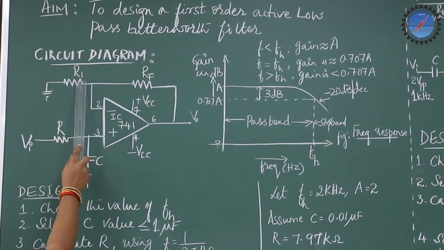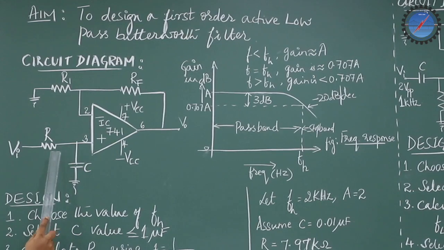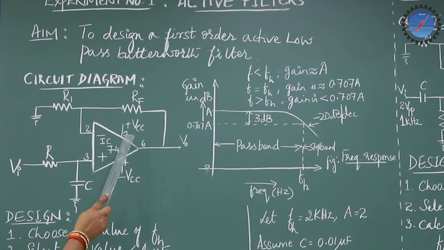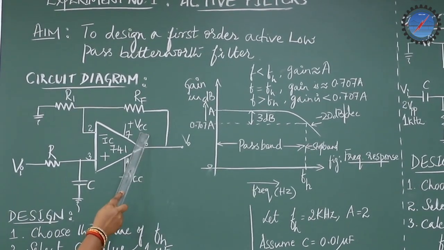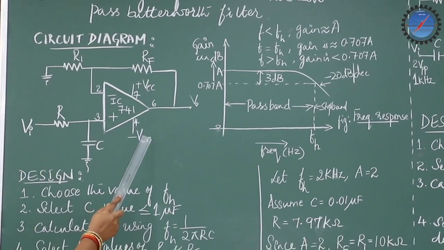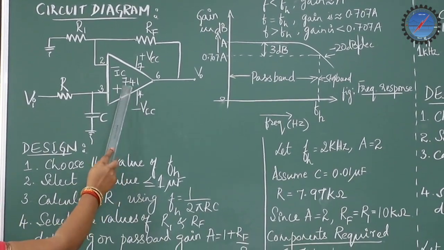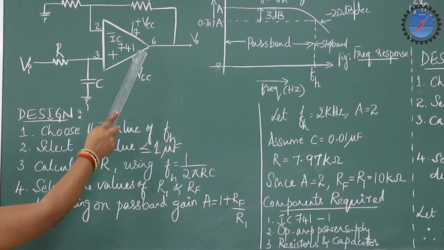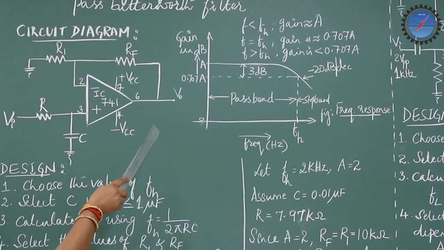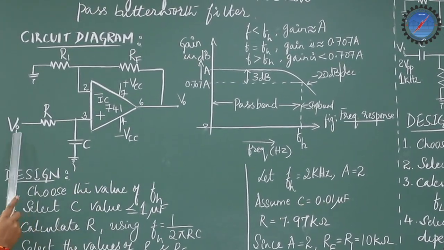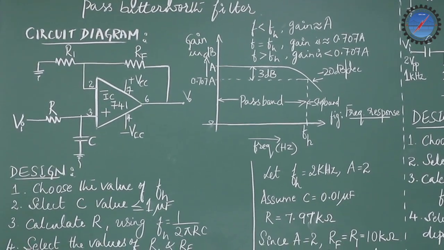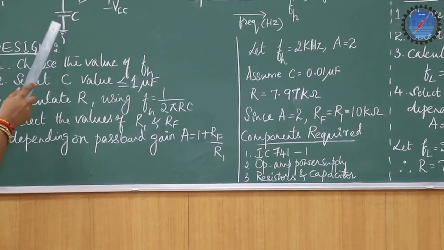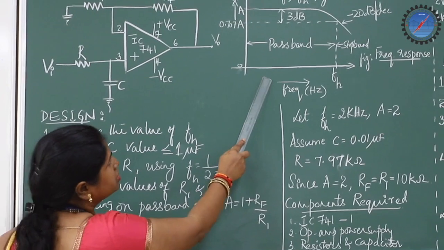RF is nothing but the feedback network, and this is R1, the input resistor. The op-amp needs two power supplies, that is, a dual power supply. At pin number 7 we apply plus VCC, and at pin number 4 we apply minus VEE. So it requires 2 power supplies, and the output is taken from pin number 6. So this is the circuit explanation, and as input we are going to apply 2 volts peak to peak at 1 kilohertz initially.